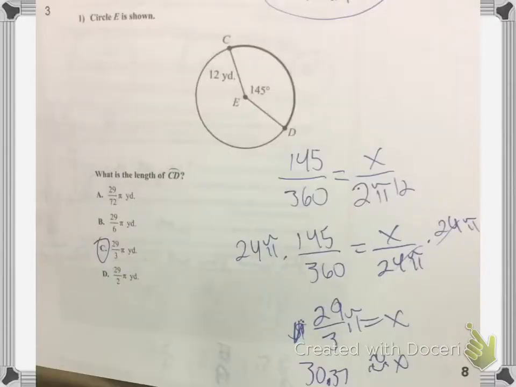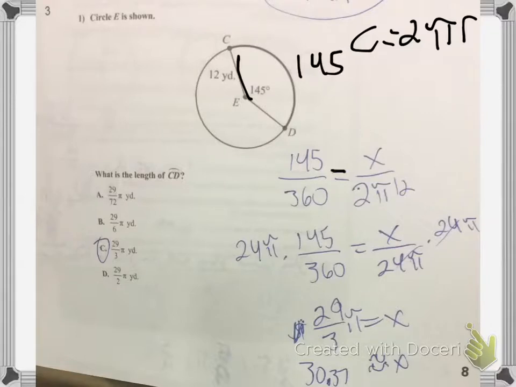Circle E is shown. What is the length of CD? So I know we're finding arc length here, and I did it the alternate way I did a minute ago. We're given the radius, so we know we're using circumference equals 2 pi r. 145 over 360 equals x over 2 pi r, which is 2 pi 12, because our radius is 12. 12 times 2 is 24. Multiply both sides by 24 pi, and you get 29 over 3 pi yards.